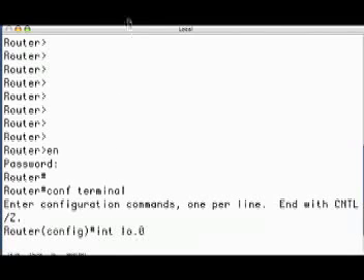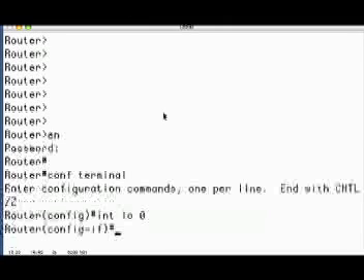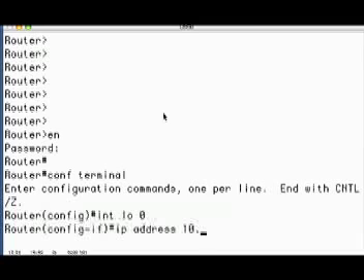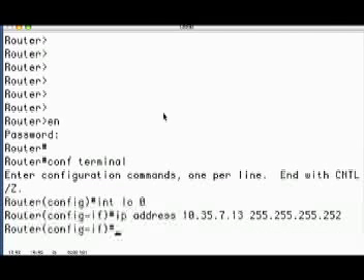And so we'll configure our loopback interface. Now we type in ip address 10.35.7.13. Now we wanted our network to be a /30, so we'll type in 255.255.255.252. Now what is this? This is the net mask for a /30. Let's go back and take a look at our IP addressing.